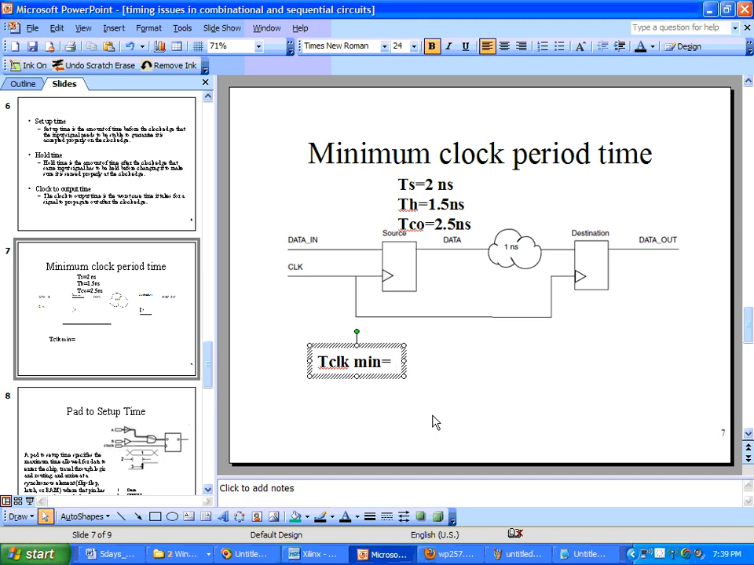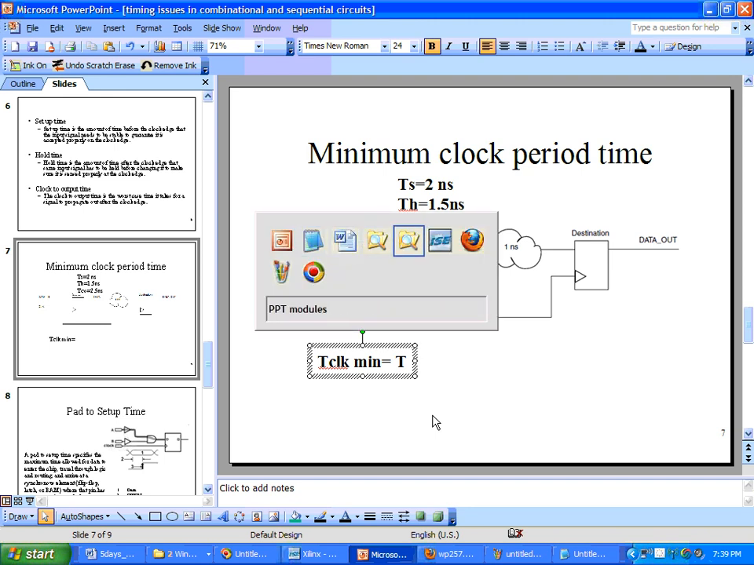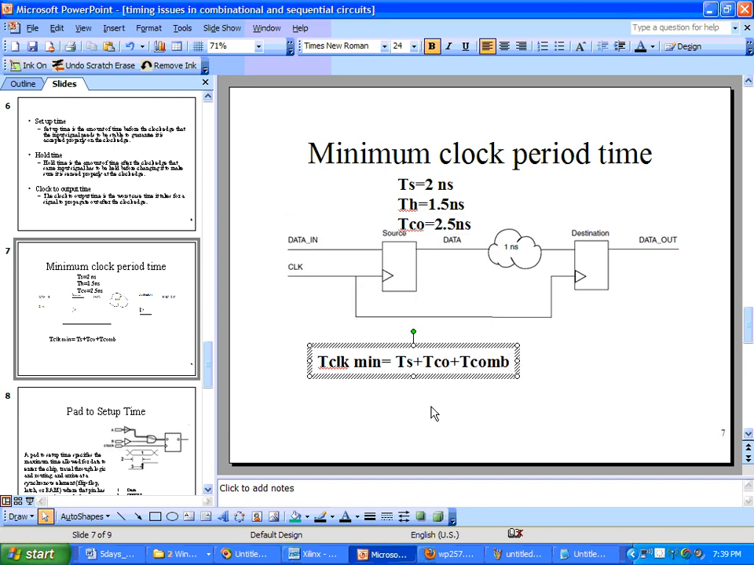So the equation for TCLK minimum is: setup time plus clock to output time plus T combo. By adding these three, you can see that you get that 5.5 number, isn't it? Now this is a situation without considering the skew in the clock. What is skew? The clock reaching this flip-flop will have some delay. Got it? So now we will consider a situation where the skew is there. Take it.